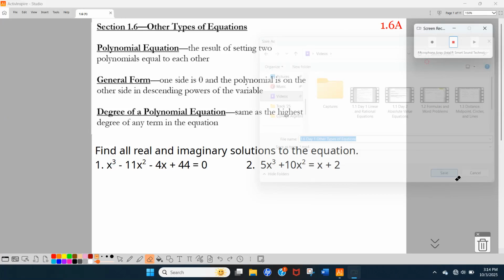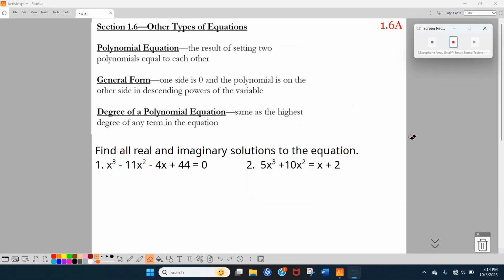All right, so 1.6 has like an A, B, C, D, and an E, I think. It's lots of different types of equations. So we'll cover some in video 1 and some in video 2. All right, so the first one is a polynomial equation. So these are examples of polynomial equations.